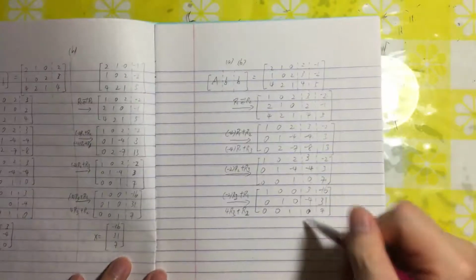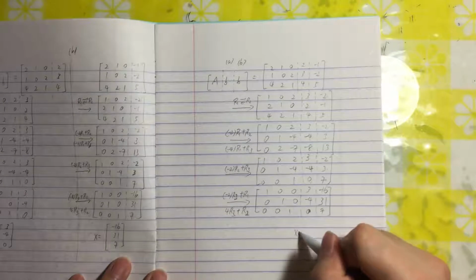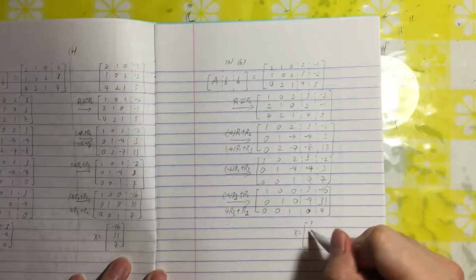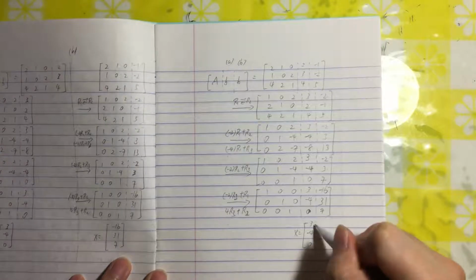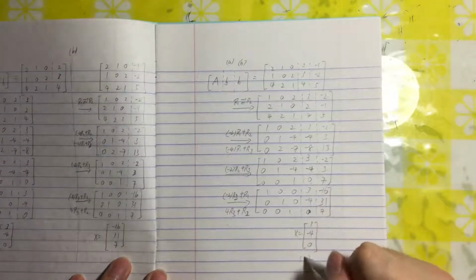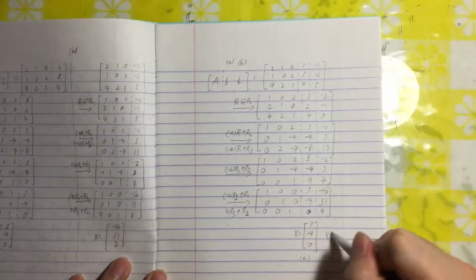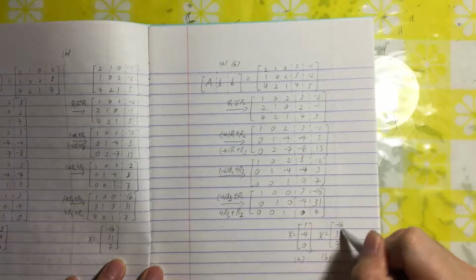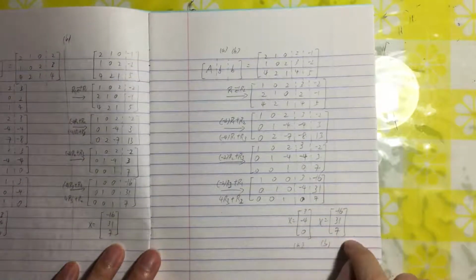So you can see that this is the solution we get from part A. This column is the solution for part A, 3, negative 4, 0. This is the solution for part B, negative 16, 31, and 7. We get exactly the same solution, but solving this way is better than solving two matrices. If you compare the procedure, the answer is exactly the same, but solving this way is easier than solving two matrices.